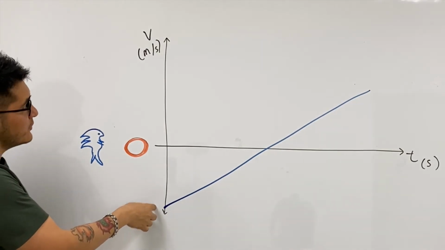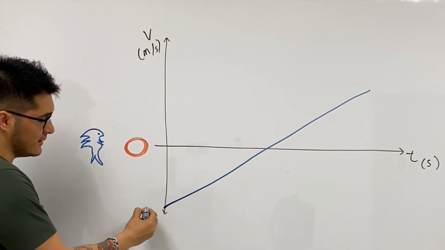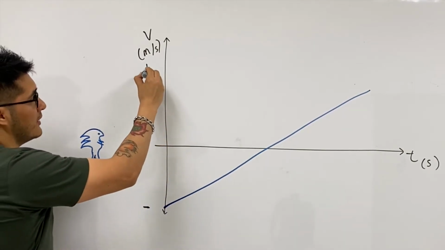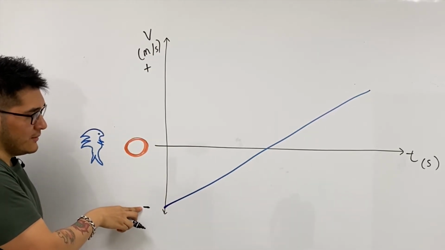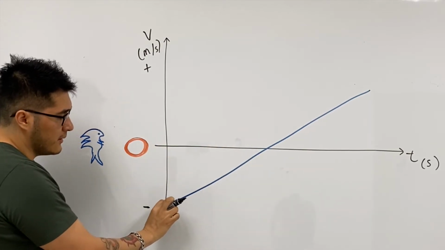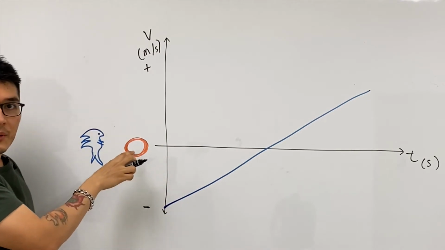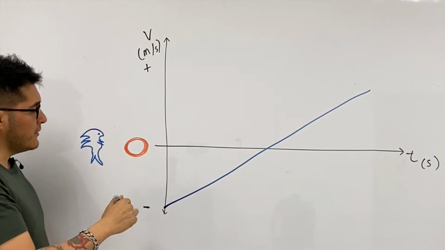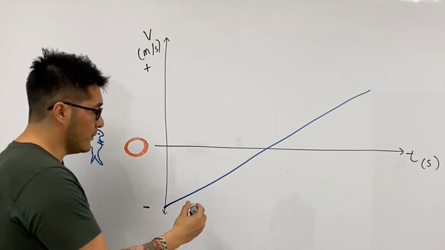So in this case, we don't have any labels, but this should be the negative velocity values. This should be the positive velocity values. So in the negative velocity values, notice that as the time moves forward, the graph is approaching the ring. So what do we say about the golden ring? Whenever Sonic approaches it, Sonic is going to be slowing down.